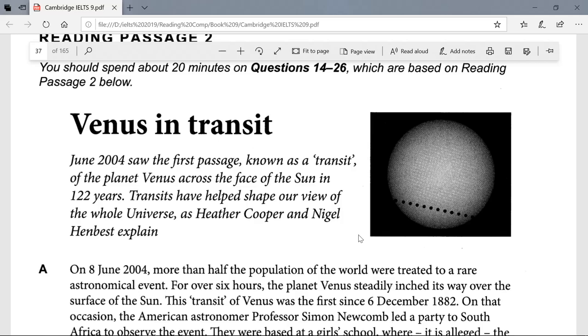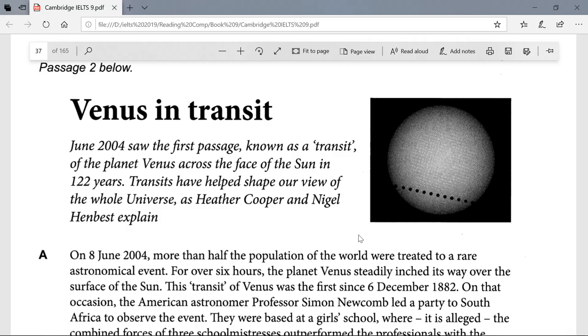It says "Venus in Transit." We don't know about Venus. We don't know about transit. So it does not sound familiar, and I don't know what Venus in transit means. But we know Venus is one of the planets. So let's try to understand what it is about.